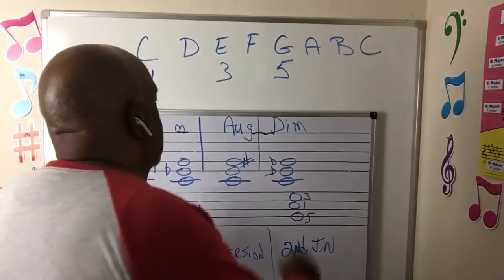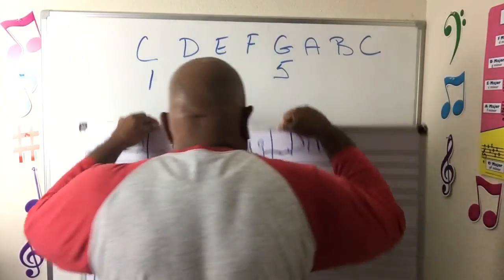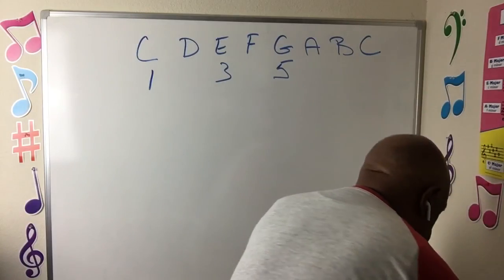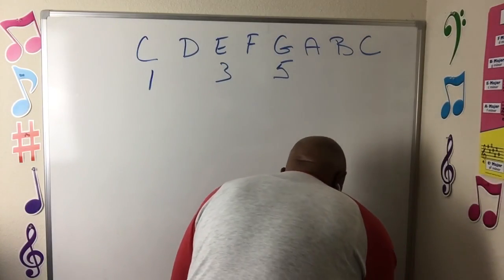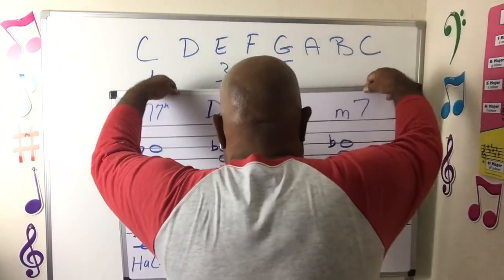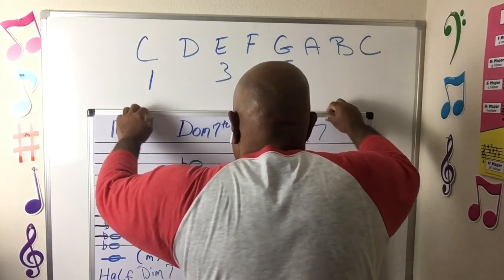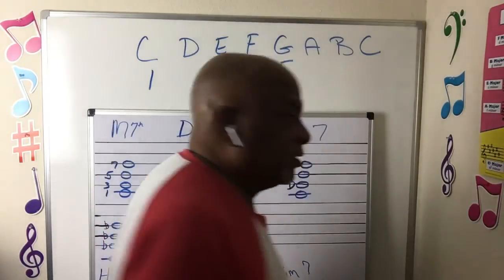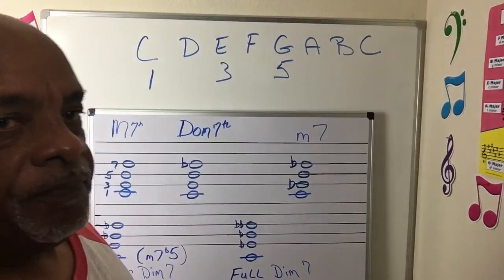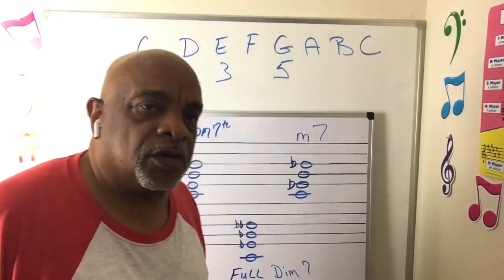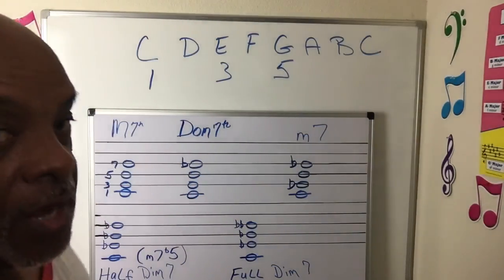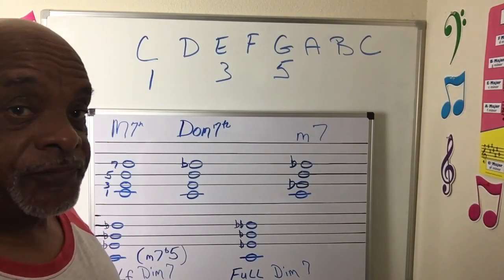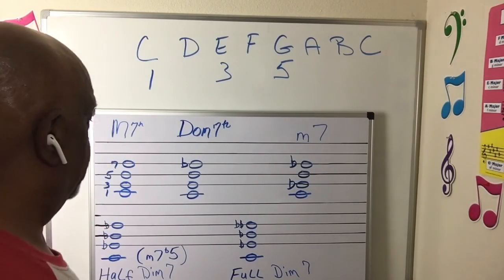So let me take this down, because what we want to deal with now is 7 chords. Now, the 7 chords are built on thirds as well.